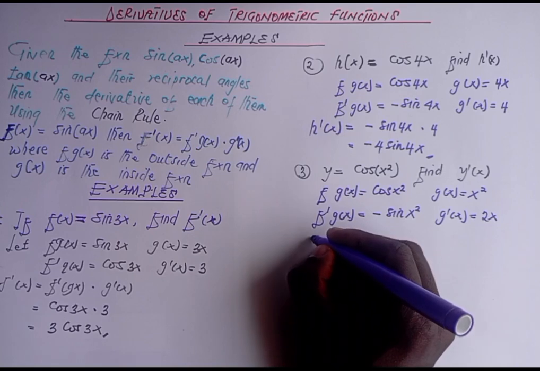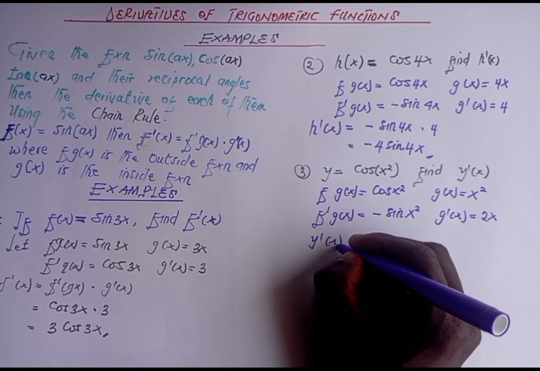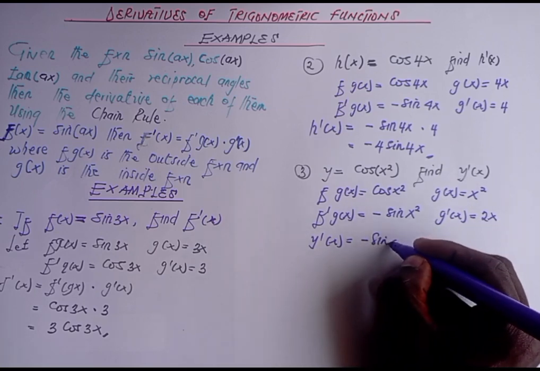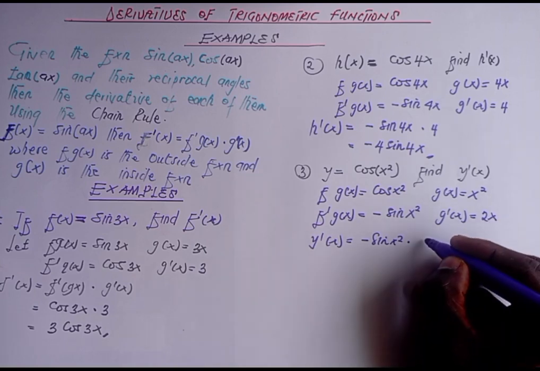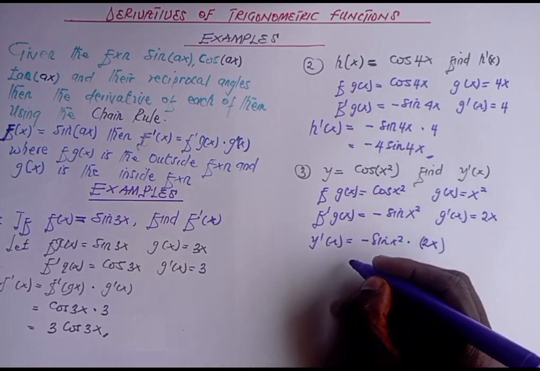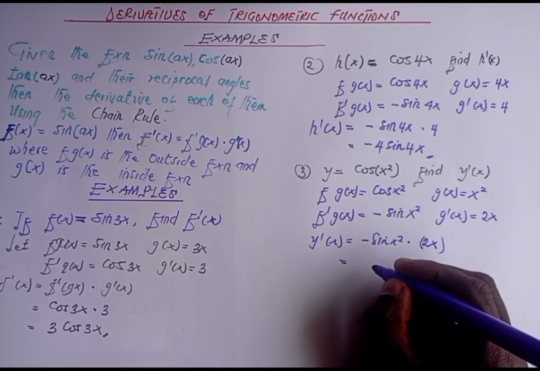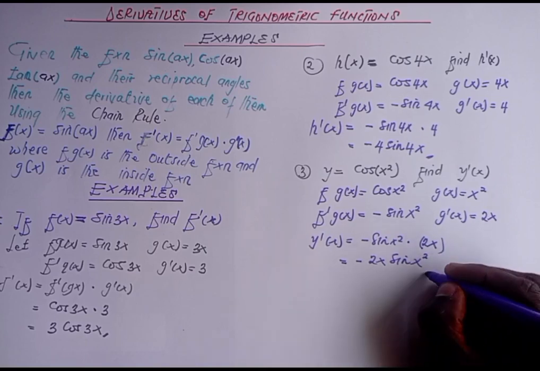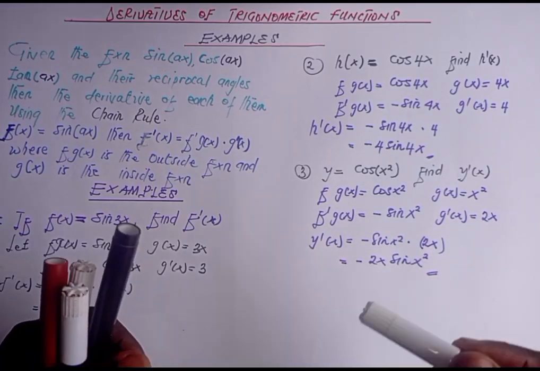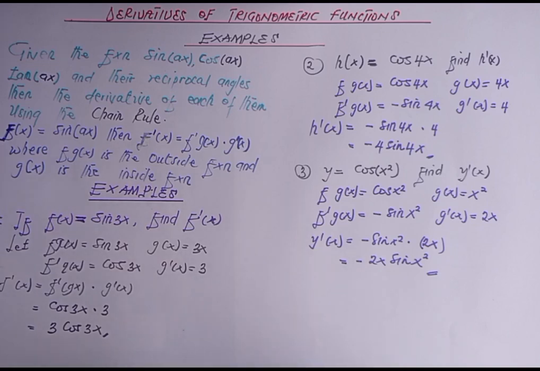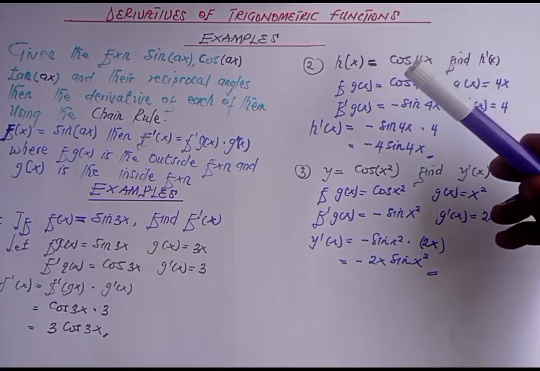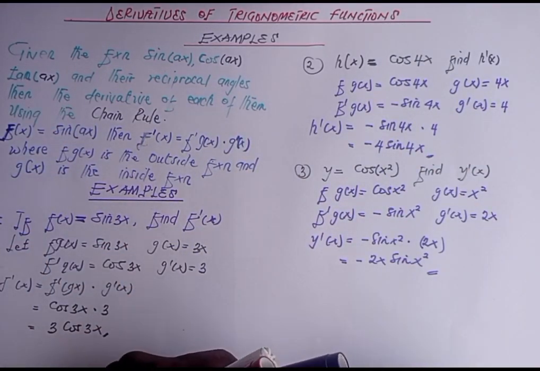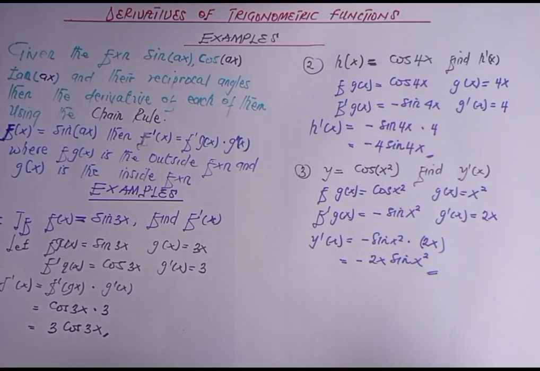So at the end we have our derivative of the function, y prime of x. We are getting negative sine of x squared multiplying the inside function's derivative, that is what? 2x. So at the end we have minus 2x sine of what? x squared, and this becomes the derivative of this very function. So in short, to find the derivative of trig functions of this nature, you just have to differentiate the outside function and then multiply it by the derivative of the inside function.